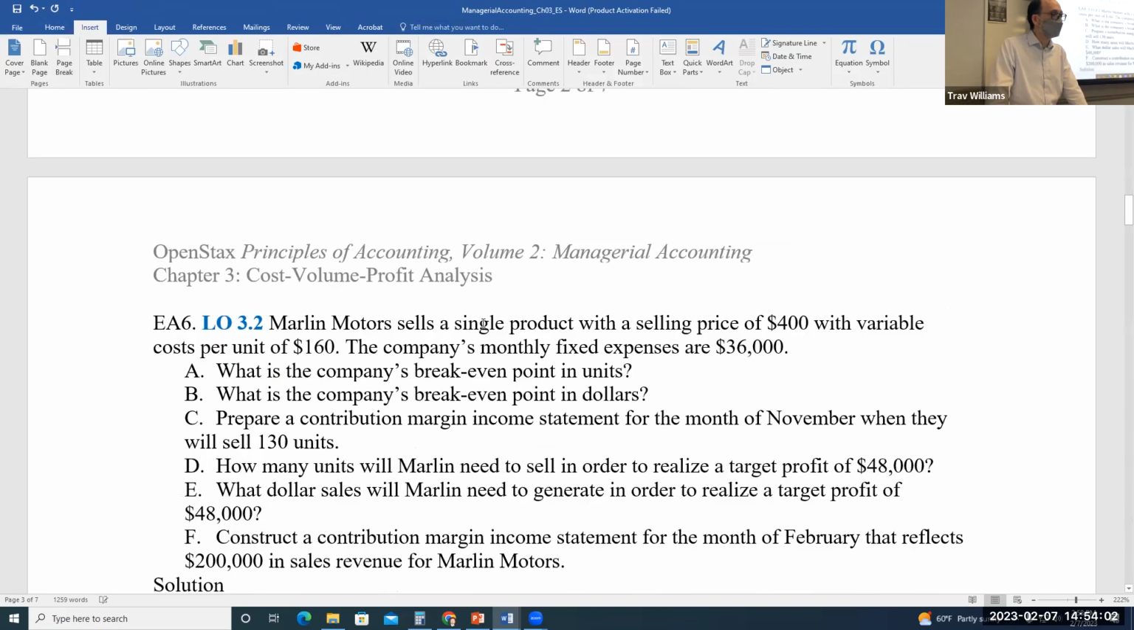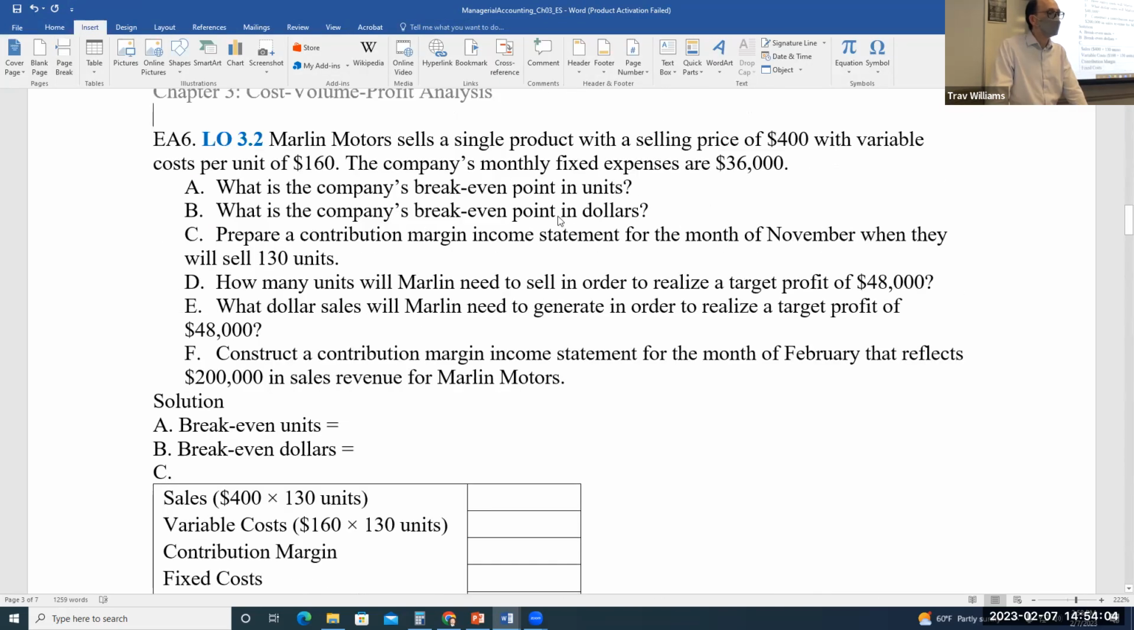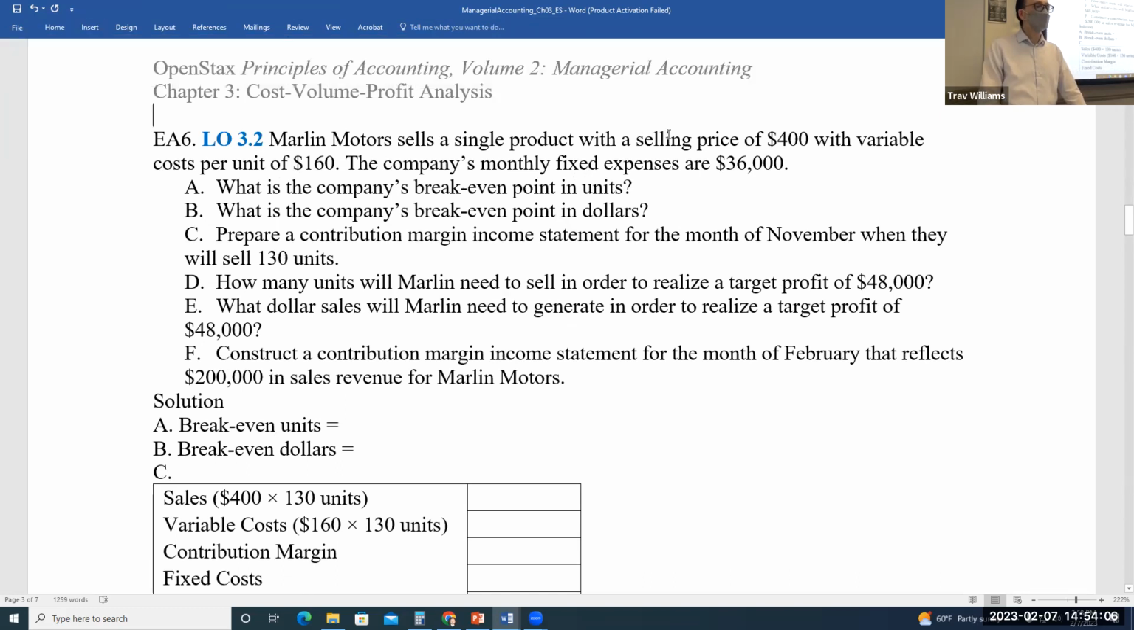Right, this one's a little bit longer. Okay, so we have a selling price of $400. Variable cost per unit, $160. Fixed costs are $36,000. First thing we have to figure out is break even in units.